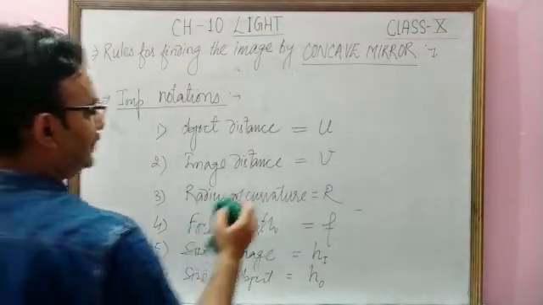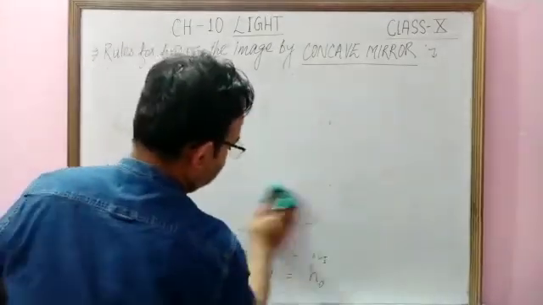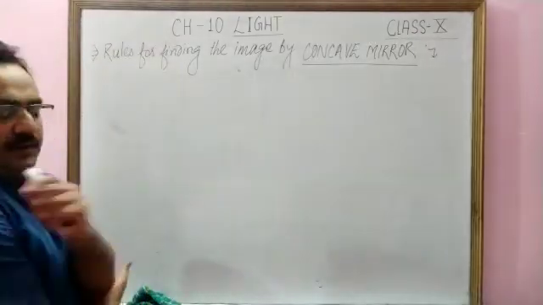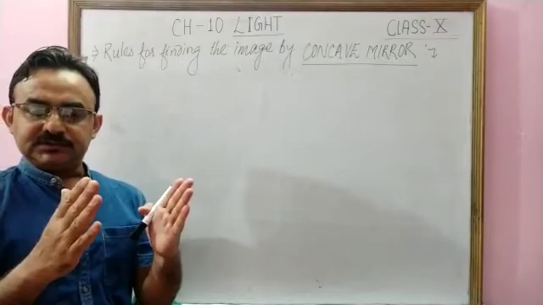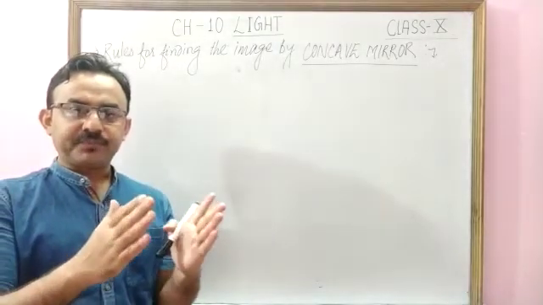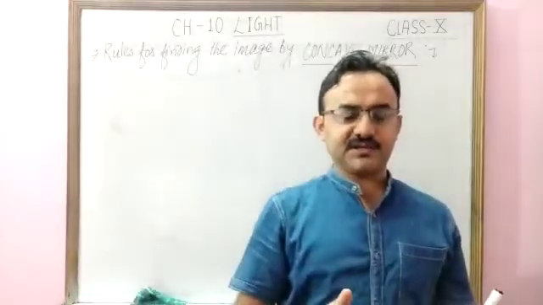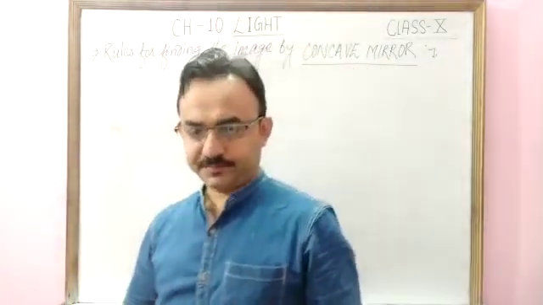Now here we have to make the images formed by concave mirror when object is placed at different positions. Is it clear?